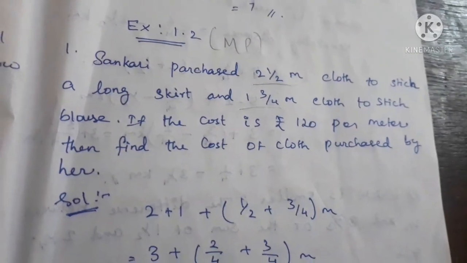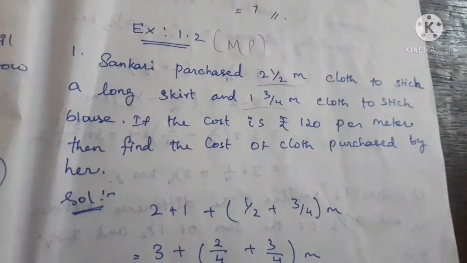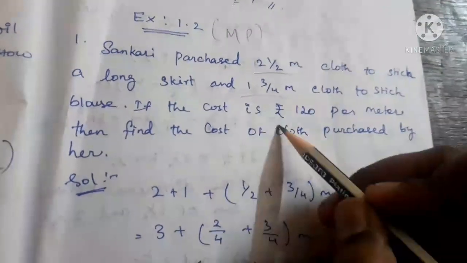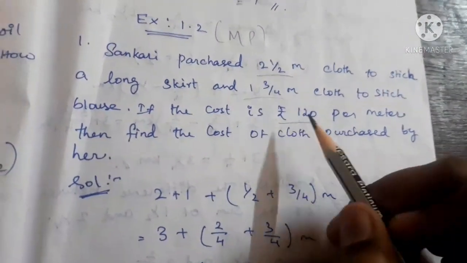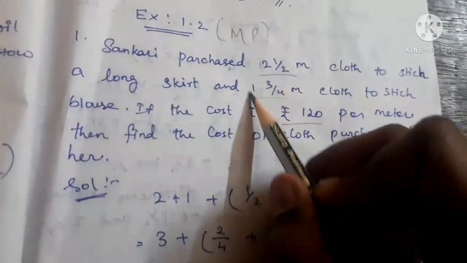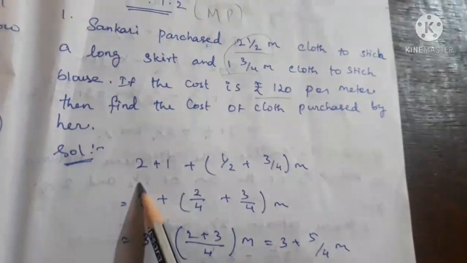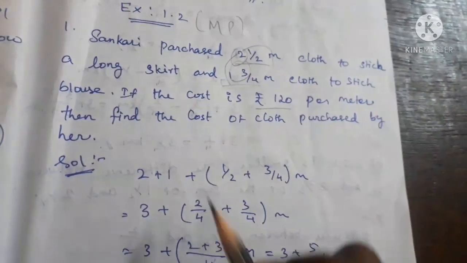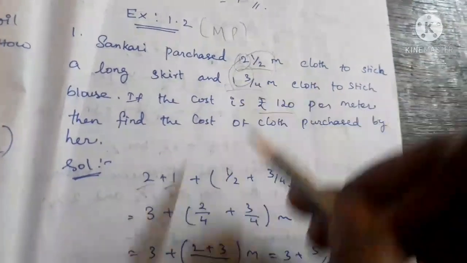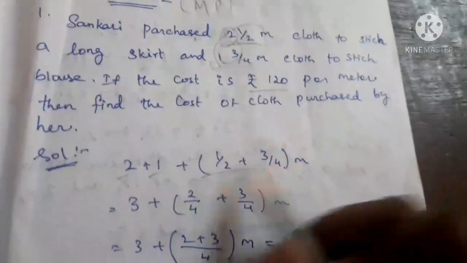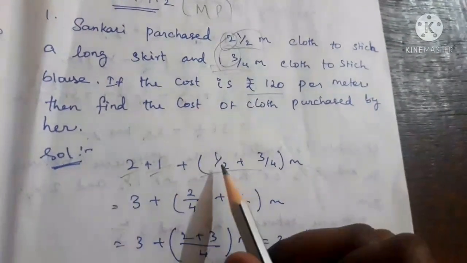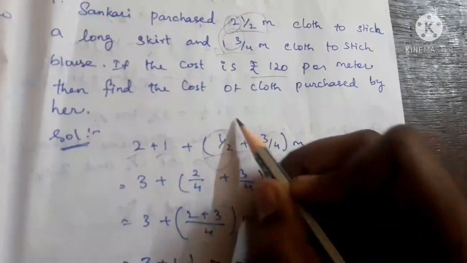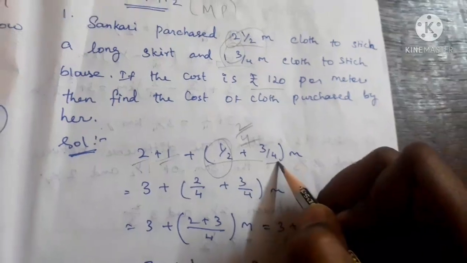If the cost is rupees 120 per meter, then we have to find the cost of cloth. The total cost of 1 meter is rupees 120. Then add these two first of all. So 2 plus 1, the whole numbers we are taking apart, then fractions we are taking common. Then we have to add. So 2 plus 1 is 3, and 1 by 4 plus 3 by 4 is nothing but you should convert this 1 by 2 into the equivalent fraction, that is 2 by 4, because 4 you should have in the denominator.